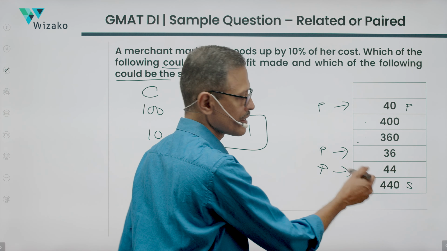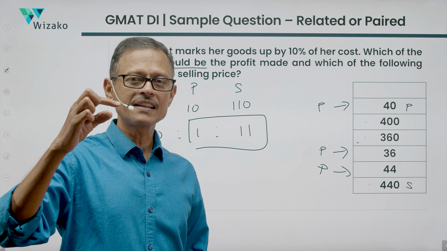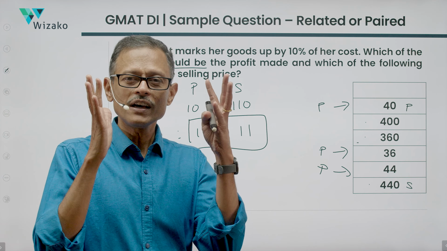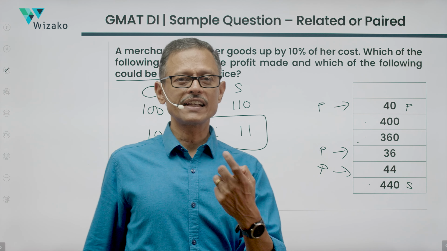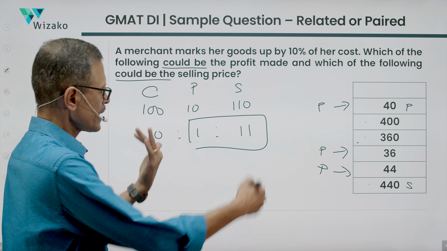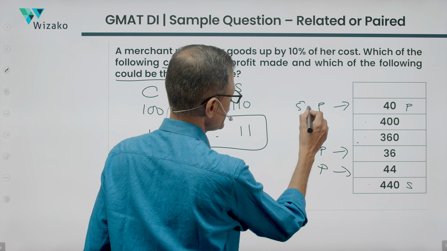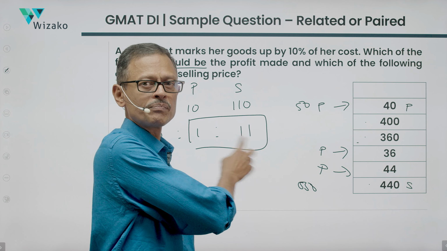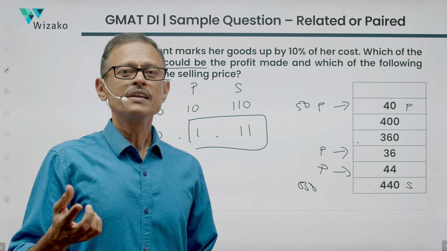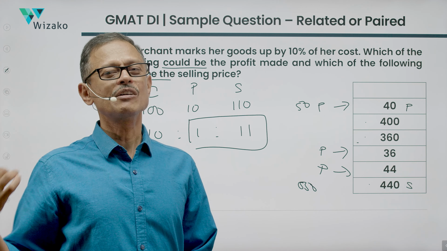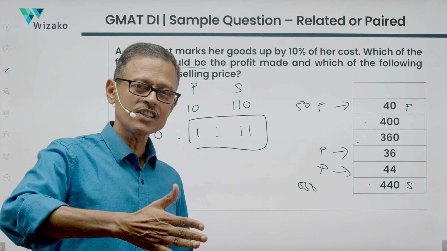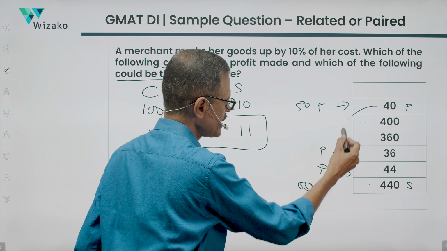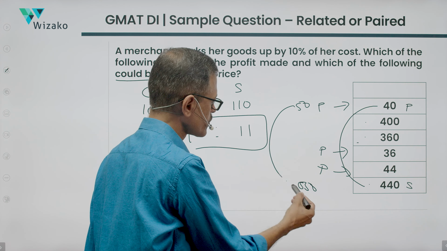So among the six numbers, only one number fitted, that it could be a profit and the other one is a selling price. Only one pair of values basically satisfied this 1:11 condition. They could even have given us an answer where it could have been a 50 and a 550, which would have worked. So there is no one single answer which is the correct answer to match this 1:11 criteria. If one part is 40, 11 parts will be 440. If one part is 50, 11 parts will be 550. So they're related to each other.